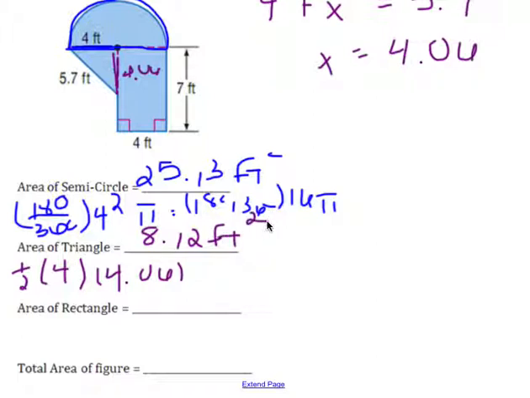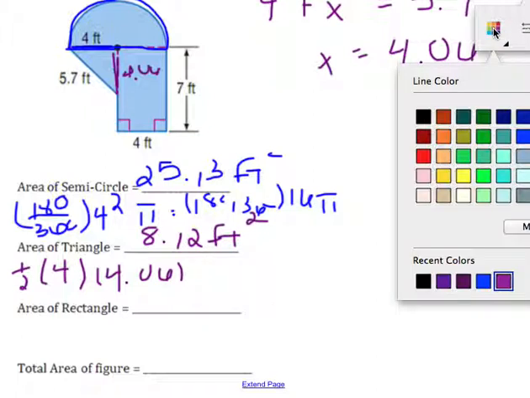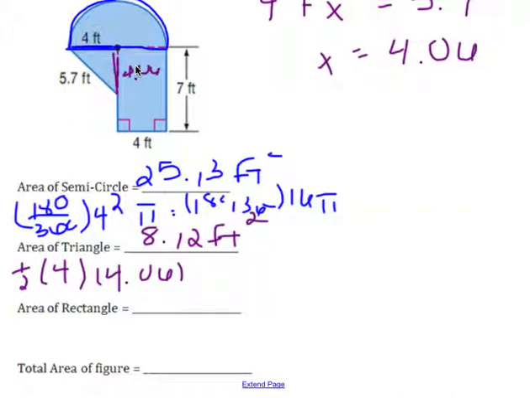Now we want to calculate the area of the rectangle. The rectangle is the easiest one, right? Because the rectangle is simply base times height. So let's figure that out. Our base is going to be 4 feet. So we're going to do 4 times our height, which is 7. So the area of the rectangle is just 4 times 7, which is 28. And then we're going to put, again, feet squared.